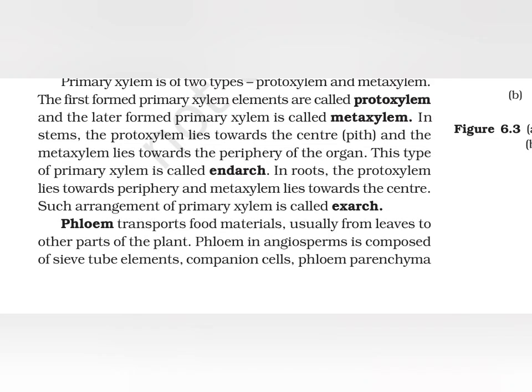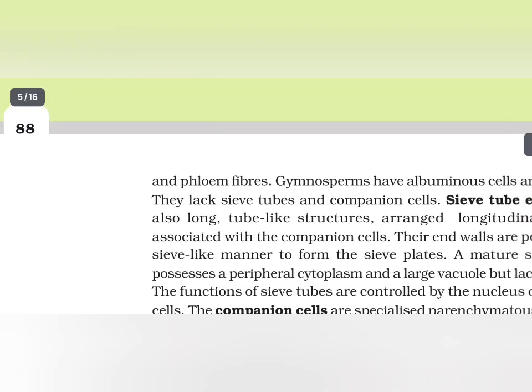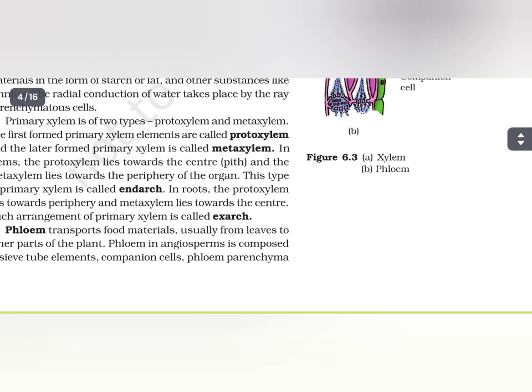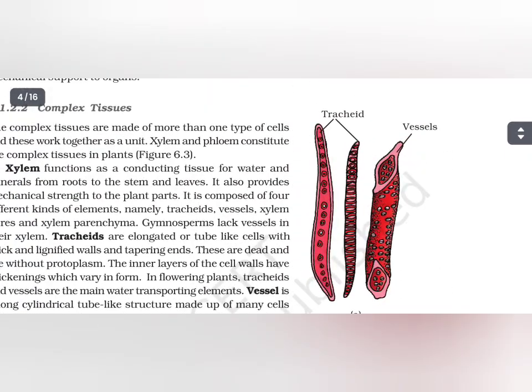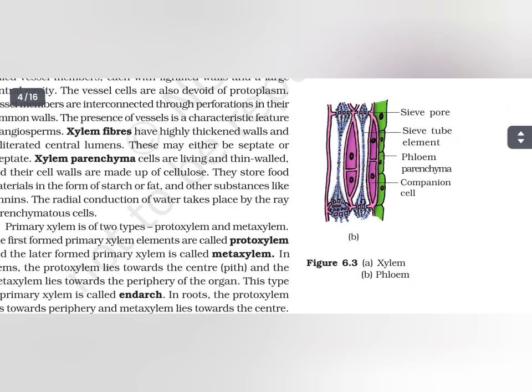Phloem transports food materials usually from leaves to other parts of the plant. Phloem in angiosperms is composed of sieve tube elements, companion cells, phloem parenchyma, and phloem fibers. Before showing this, let's see these pictures. A is showing xylem. Examples are tracheids and this is vessels. B is showing phloem, which has sieve pore, sieve tube element, phloem parenchyma and companion cells.